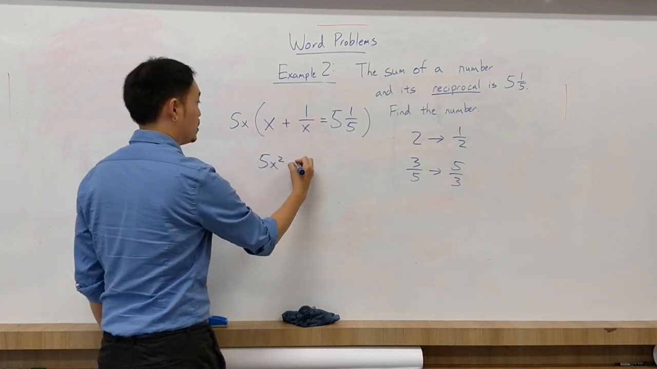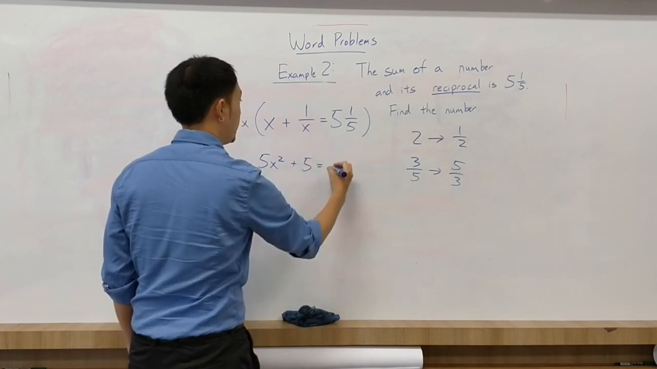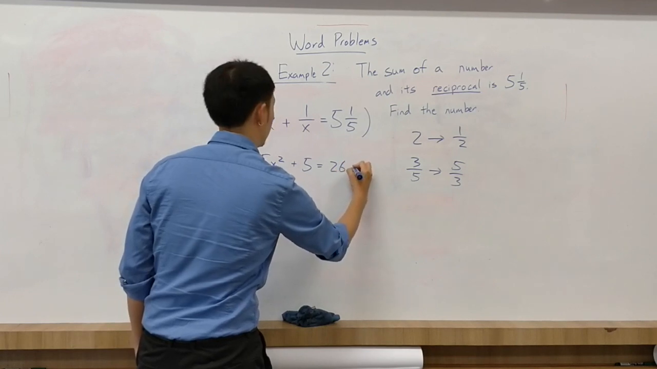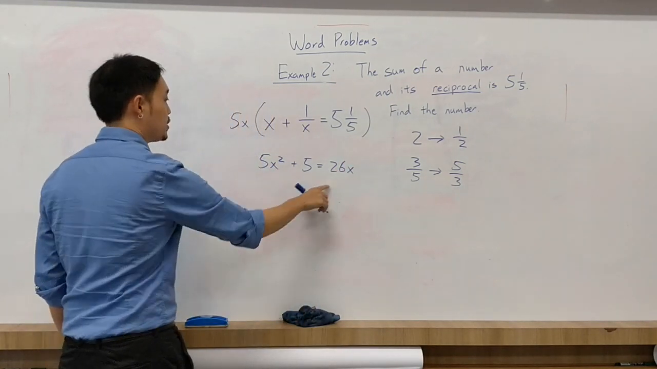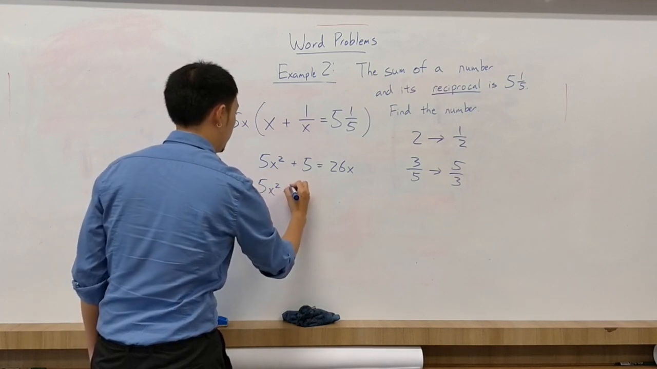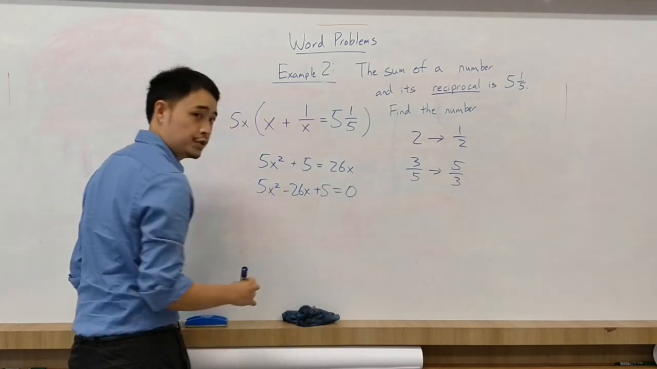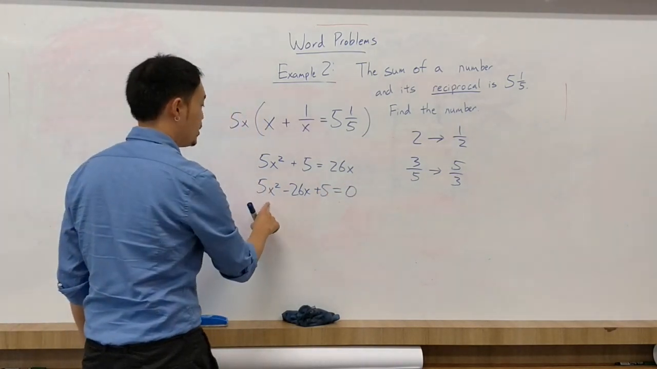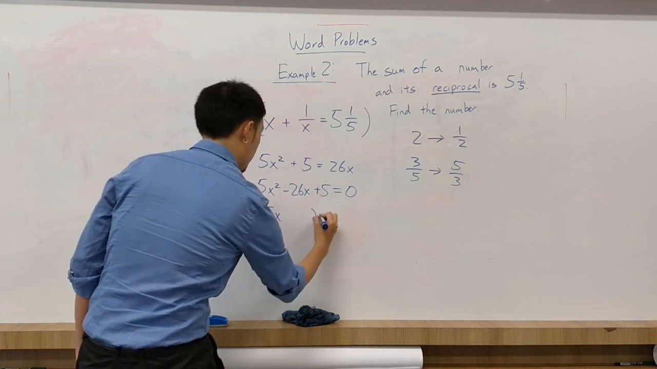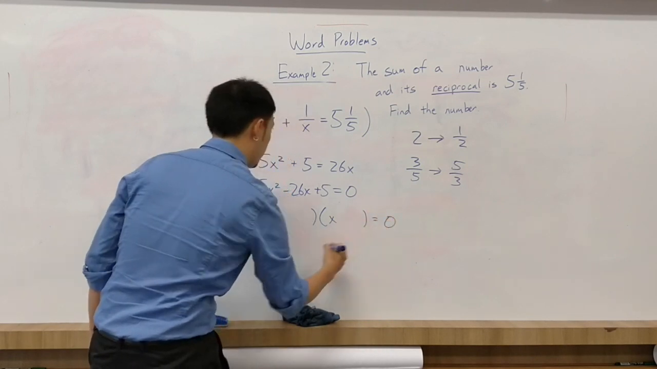5x squared plus 5 equals, getting that 5 out of there, 26x. From there, let's move this 26x back over here. We get 5x squared minus 26x plus 5 equals 0. And from here, we can factor this. We end up with 5x on this side, x on this side, equals 0.